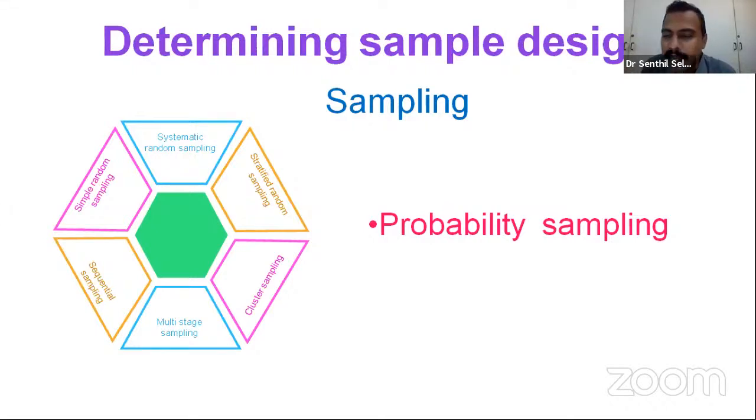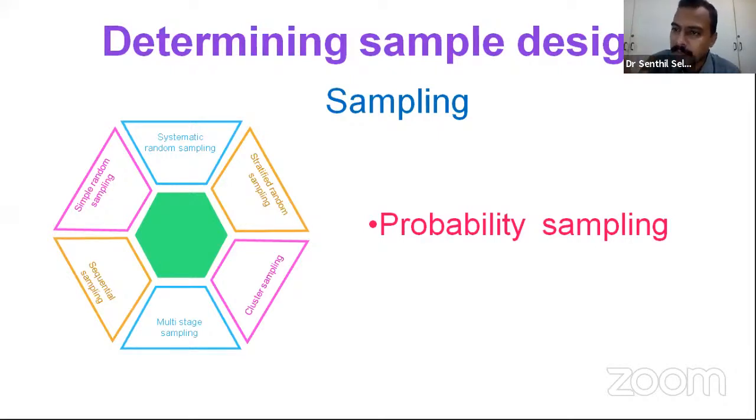Next one is systematic random sampling. There are 100 students in the class and I need 10 students out of that. So how can I select them? I'm going to divide the 100 students into 10, 10, 10. So I'm going to divide them into 10 batches, and each batch has 10 students.